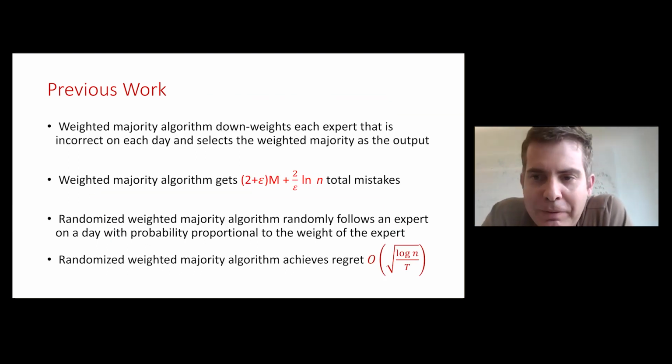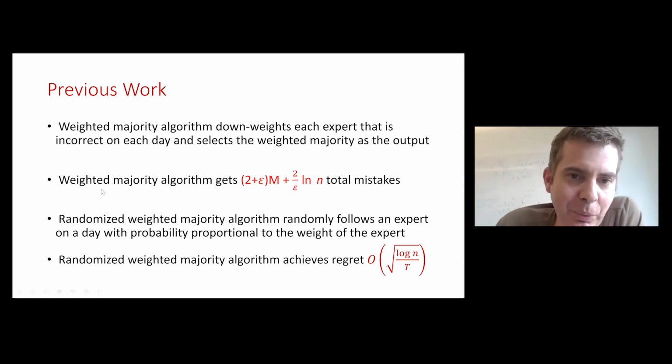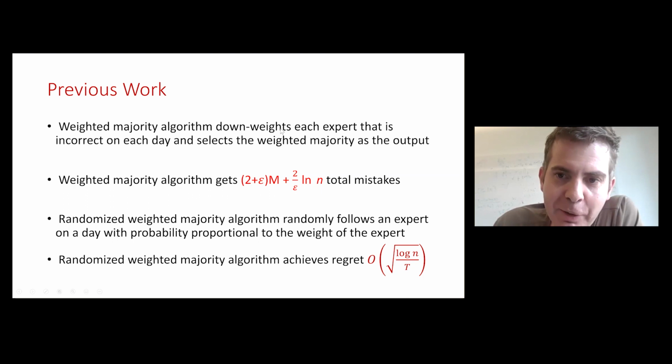Okay, so let me just say where we are. This is all just background. The weighted majority algorithm downweights each expert that is incorrect on each day and selects the weighted majority as the output. It gets this bound in red in the second bullet that I said.